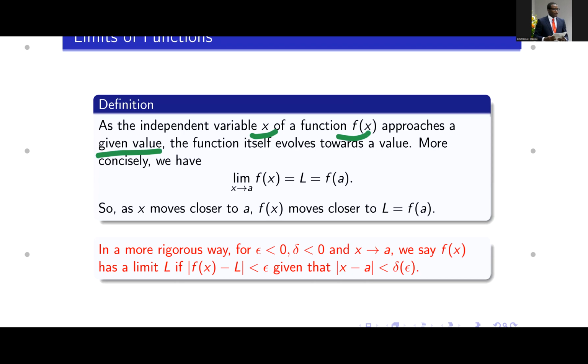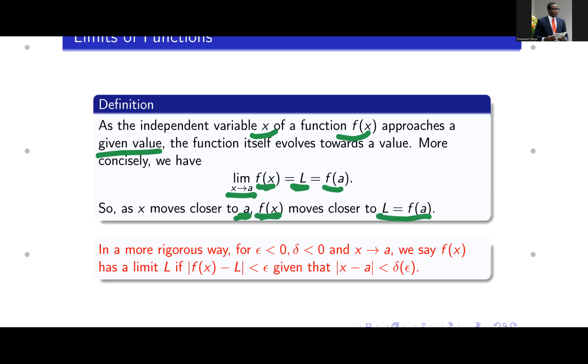So we have the limit of the function f of x as x moves towards a is equal to L, which you can also call f of a, because when you put a into f of x, you get f of a. So as x moves closer to a, as x is approaching a value a, then the function f of x itself is moving closer to L, which is equal to f of a.